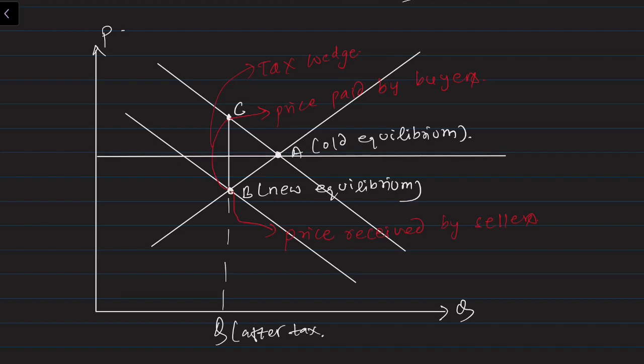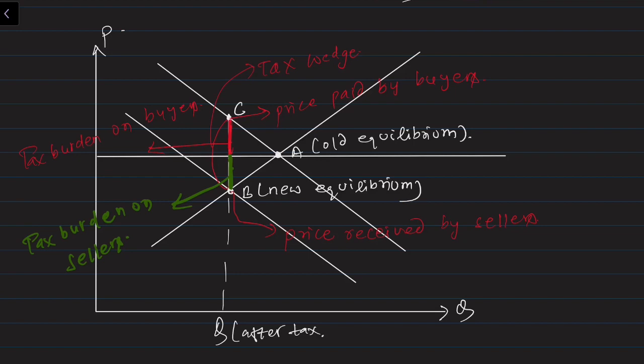So this segment gives us the tax burden on buyers. And what is the tax burden on sellers? So again, the other half gives us the tax burden on sellers.